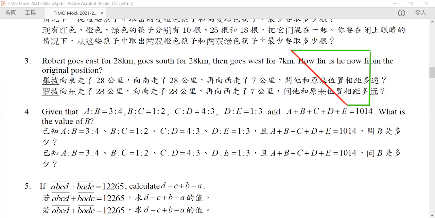Now, since the robot is walking in a straight line and it only turns 90 degrees each time, these 2 are 90 degrees, and we can see that if we divide it into 2 parts, because this is of length 28, this is also of length 28. But for our top one, because it is of length 28, we need to minus this length of 7, so this is equal to 21.